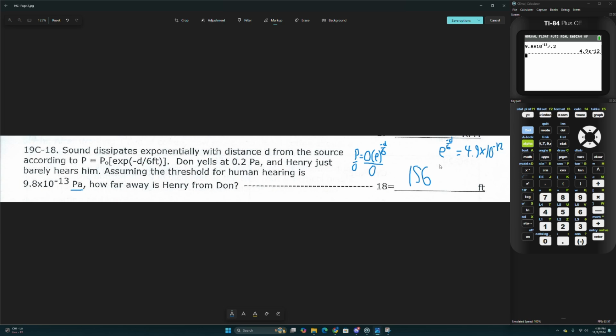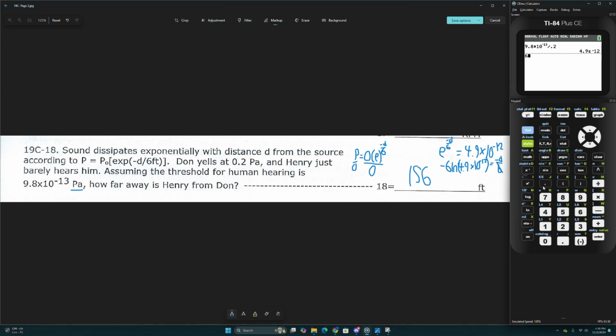From here, this is just a simple logarithm, right? So we're having to figure out what power that e needs to equal this. So it's just the natural log of 4.9 times 10 to the negative 12th. I should probably put parentheses right here, just to clarify that's all in the natural log. And then that equals negative d divided by 6.